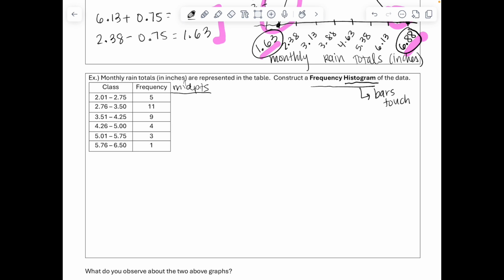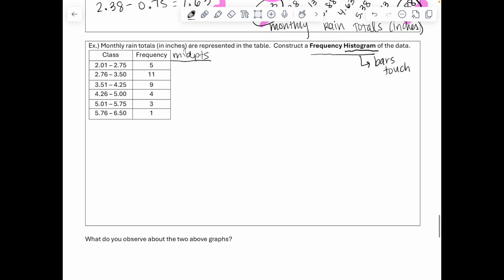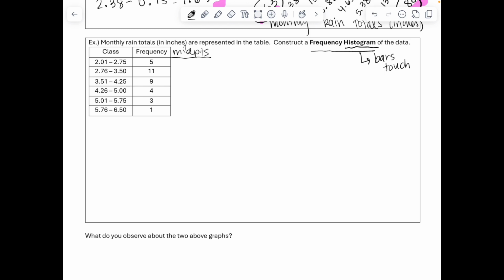And I'm just going to copy down the midpoints that we've already calculated from up above. And so we have 2.38, 3.13, 3.88, 4.63, 5.38, and 6.13. From here, we need to put on our two axes, just like we did up above.